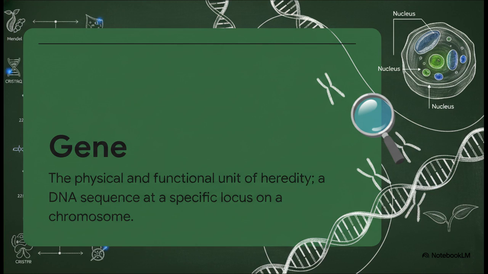Let's start with the big one, the gene. You can really think of this as the fundamental unit of heredity. It's just a specific sequence of DNA at a very specific address. We call that a locus on a chromosome. And its whole job is to provide the instructions for a functional product, usually a protein.